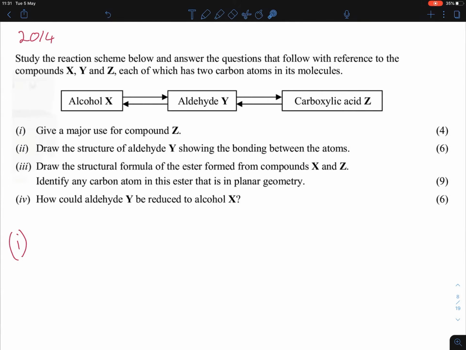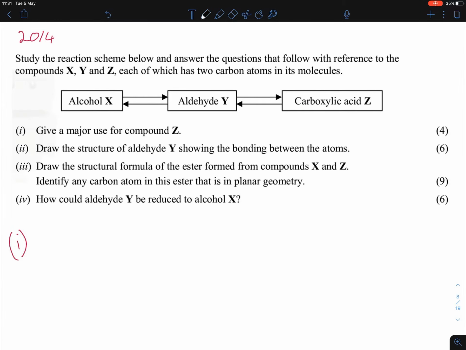So let's have a look at the top here. There must be some clue. Study the reaction scheme below and answer the questions that follow with reference to compounds X, Y and Z, each of which has 2 carbon atoms in its molecules. Okay, so we now know that that carboxylic acid is actually going to be called ethanoic acid.